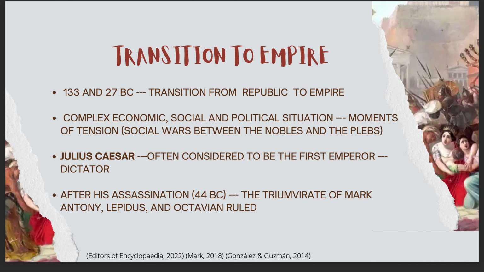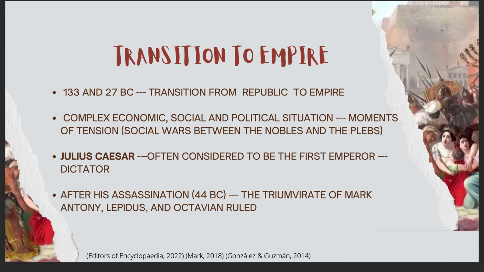Transition to empire. Between 133 and 27 BC, there was the transition from the republic to the empire. It was characterized by a complex economic, social, and political situation, which obviously led to moments of tension, such as social wars between the nobles and the plebs.